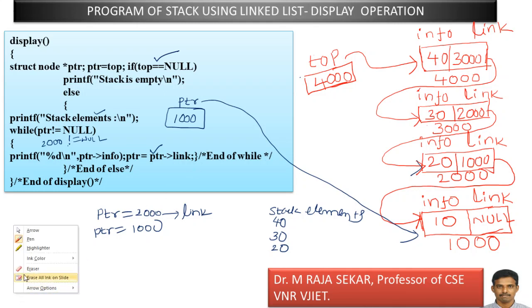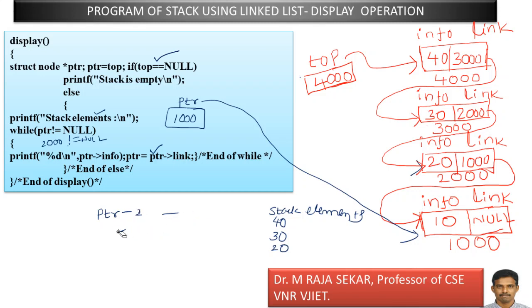Now what happens? Just see. Let me remove all these things. PTR is updated. After updation, again control will go back to the while loop. While PTR not equal to null, what is my PTR? 1000. This is 1000, not 2000. 1000 not equal to null. It's true. Therefore PTR arrow info.